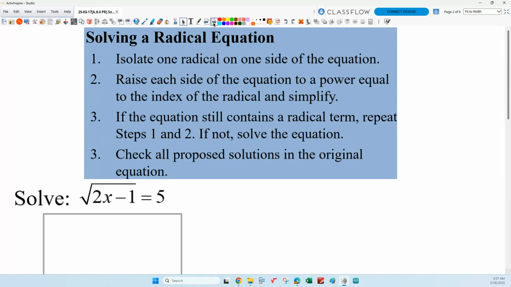Once we've taken both sides to a power and solved the equation, then the last step, which is very important, is we absolutely have to plug the solutions back into the original equation to see which ones are valid and which ones are extraneous or false.